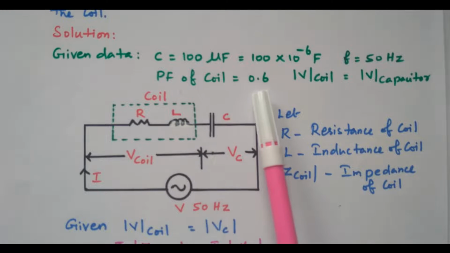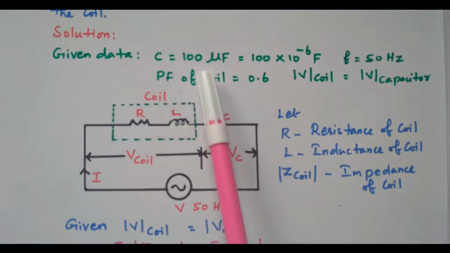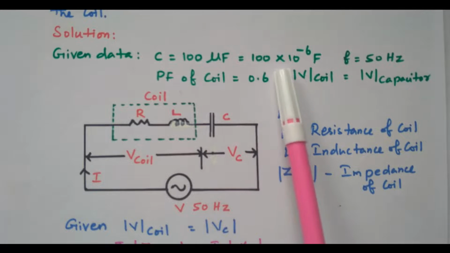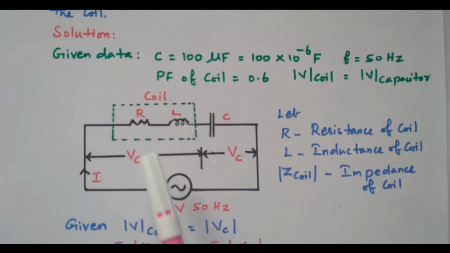And power factor is given as 0.6. The capacitor value is given as 100 microfarad, that is 100 into 10 to the power minus 6 farad. The frequency is 50 Hz. So the problem is we need to find the value of resistance R and inductance L.